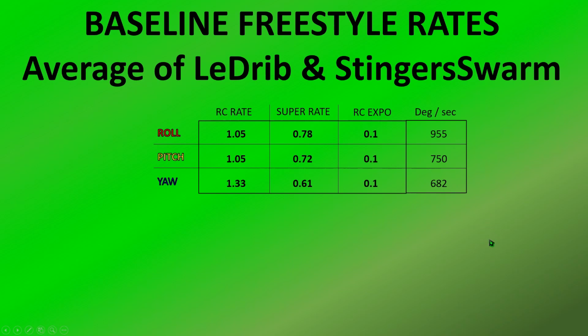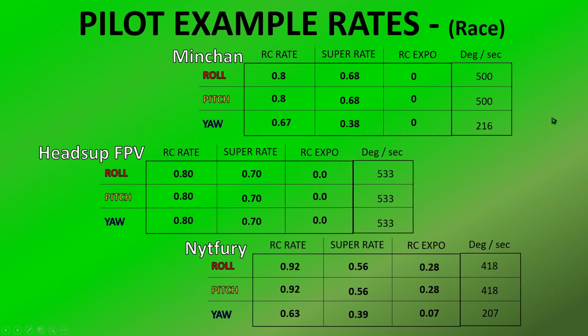Let's take a look at some racing rates from some well-known race pilots. So here are some example race rates from some well-known race pilots: Minchan, Headsup, and Nytfury. You can take a look at these numbers for roll and pitch are fairly similar between Minchan and Headsup, and not too far off is Nytfury. And Nytfury's yaw and Minchan's yaw is approximately the same.